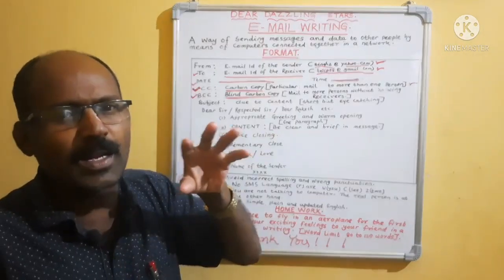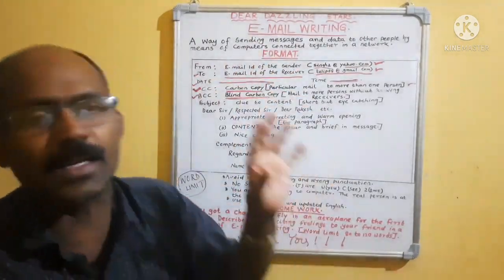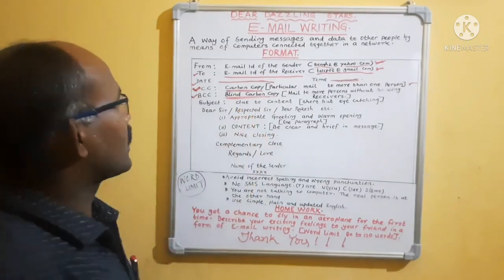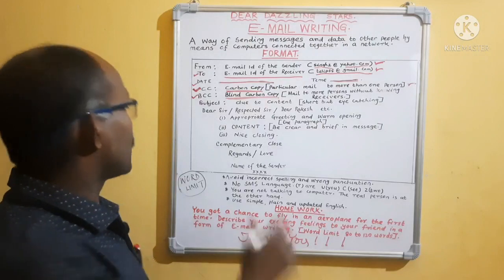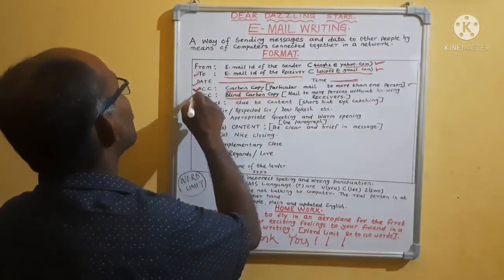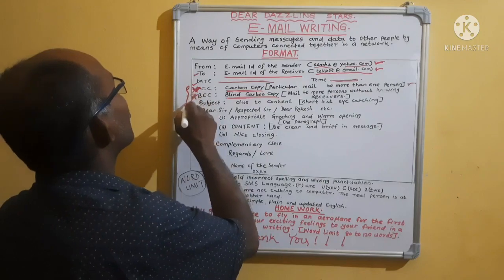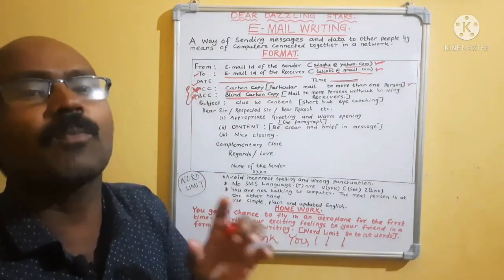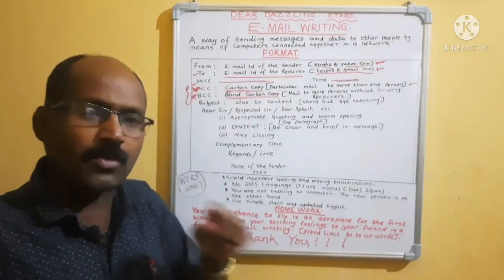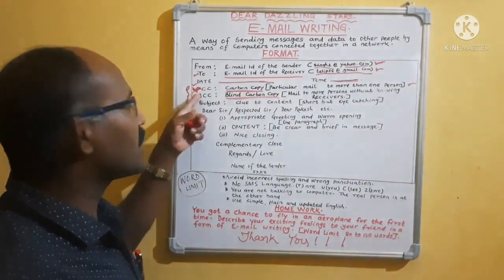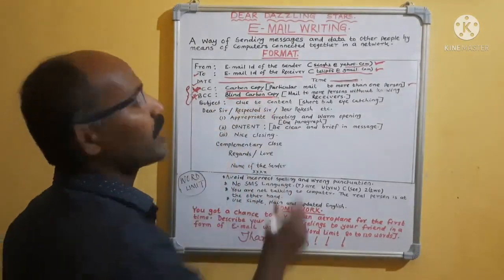Blindly, that means your aim is different, but you want more people to get it. So that is known as blind carbon copy, that means BCC. From the examination point of view, if you write it, it is right. If you don't write, there is no problem. CC and BCC, it depends upon you whether you will write or not. If you write, no problem. If you don't write, there is no problem regarding CC and BCC. BCC means, please remember, blind carbon copy.